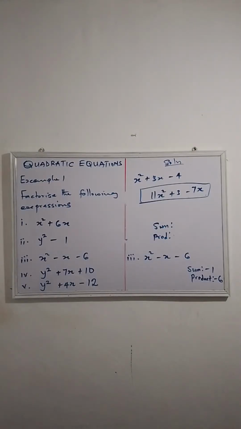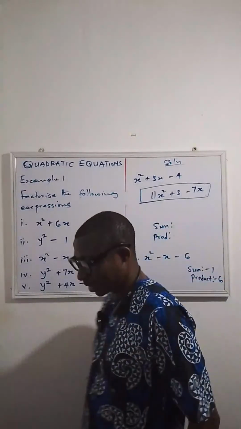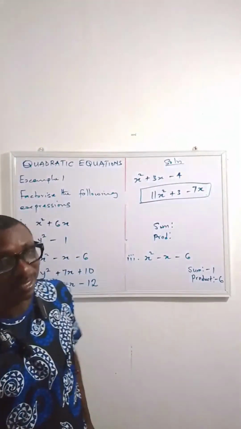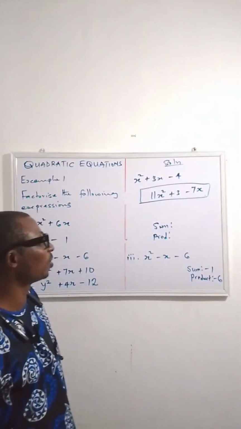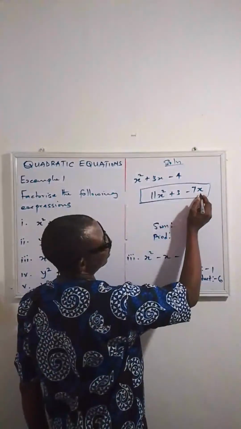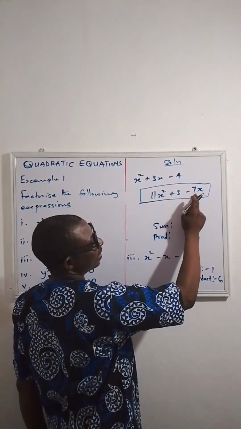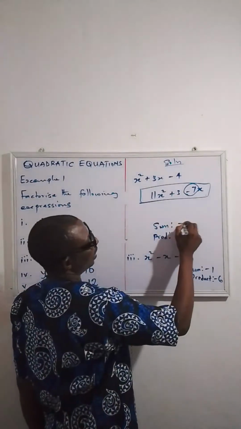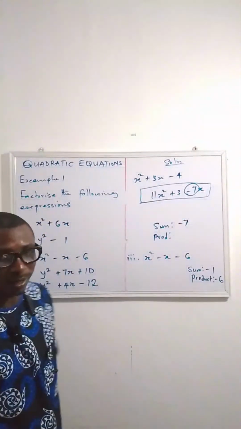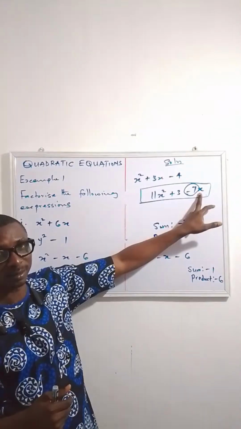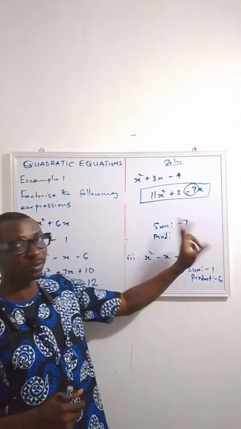Now let me give you the answer to that. Again, if you miss the answer, you make sure you clap for me. Now I told you that sum is the coefficient of x. This is x. The number beside x is what? It is minus 7. So sum is minus 7. Now don't forget, sum is the coefficient of x. So we have minus 7.